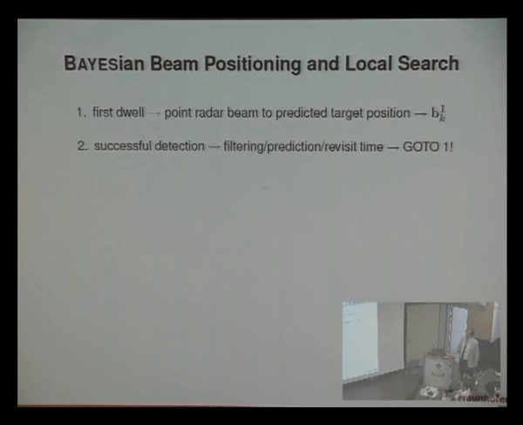Now let us look at beam positioning and local search. The first dwell is quite easy. What to do? We point the radar beam towards the predicted target position. If we receive successfully a detection, we do the filtering and the prediction, we calculate the next revisit time, and the loop is closed.